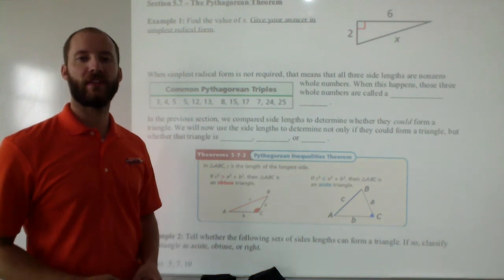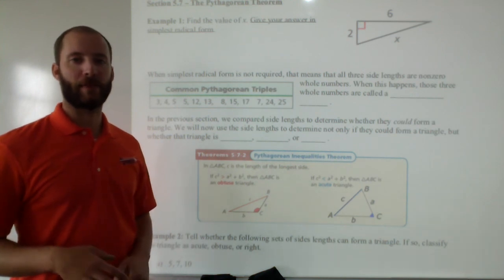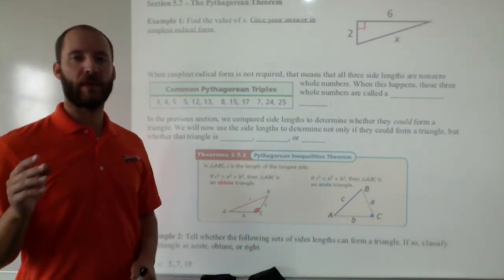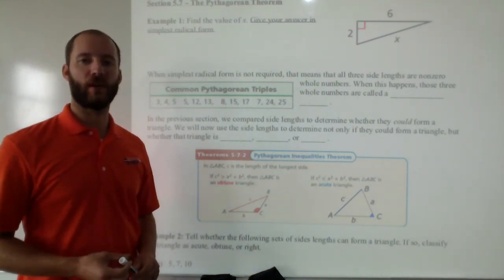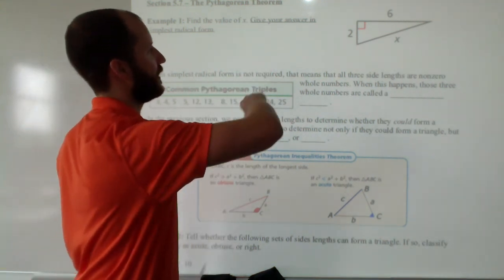Section 5.7, the Pythagorean Theorem. I want to do a quick review from an algebra concept about simplest radical form. I've been using it in class and I've had it in a video or two, but I want to talk about it right here in our first example. Find the value of x.